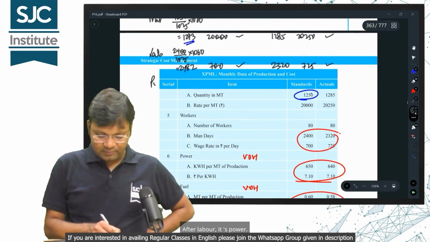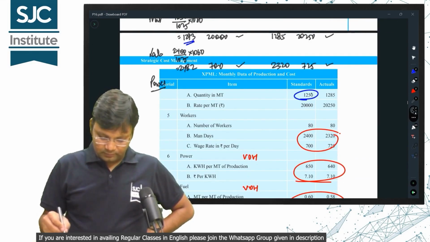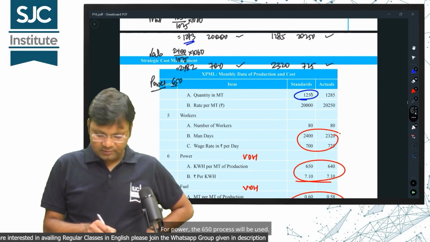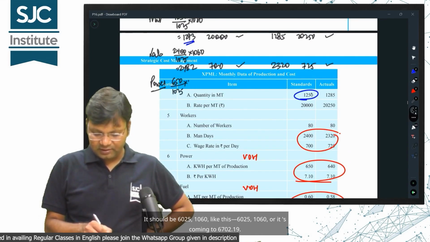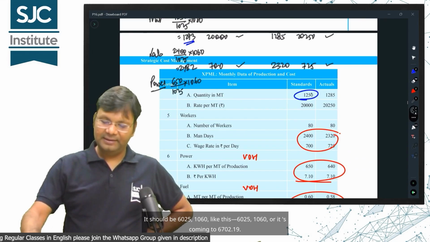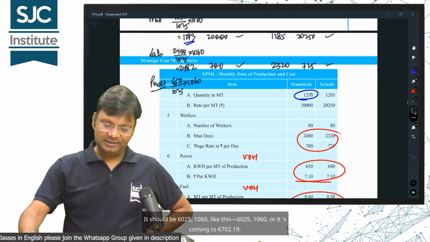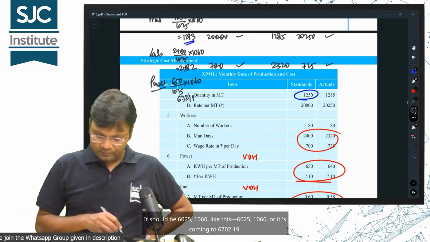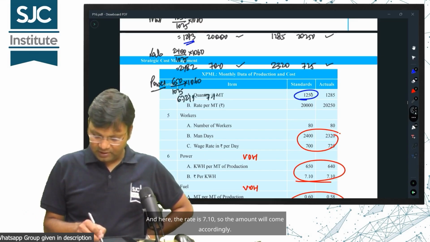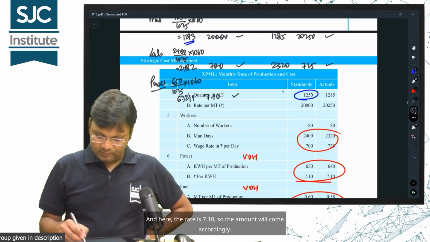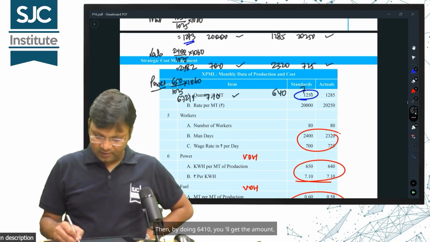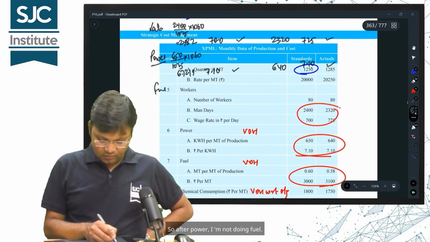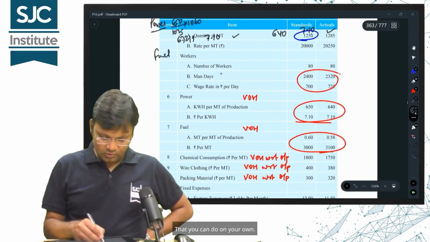After labor, it's power. For power, the 650 process will be used. It should be 6025, 1060, like this, 6025, 1060, and it's coming to 6702.19. And here, the rate is 7.10, so the amount will come accordingly. Then, by doing 6410, you'll get the amount. So after power, I'm not doing fuel. That you can do on your own.